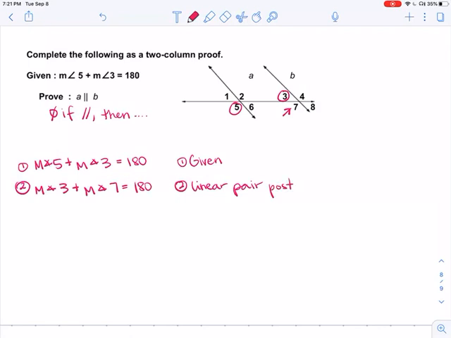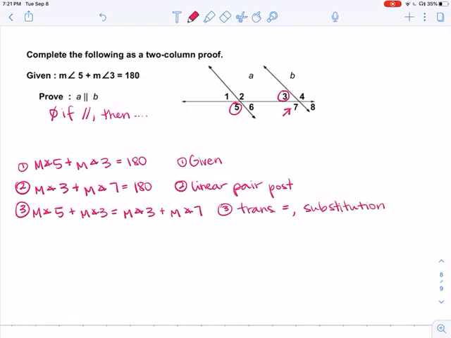So now, if both of those are equal to 180, then that tells me I can set them equal to each other. The measure of angle 5 plus the measure of angle 3 is equal to the measure of angle 3 plus the measure of angle 7. And you could use transitive property of equality. You could also use substitution.